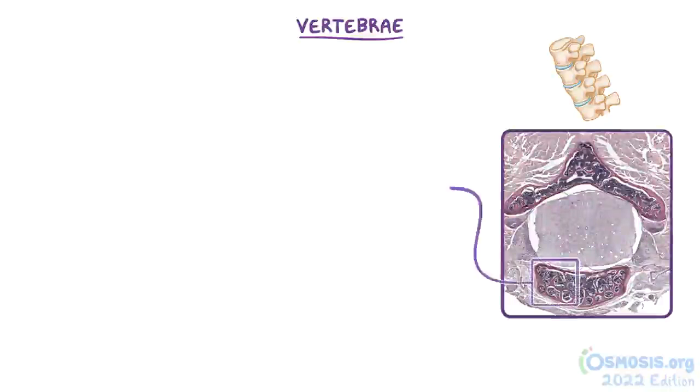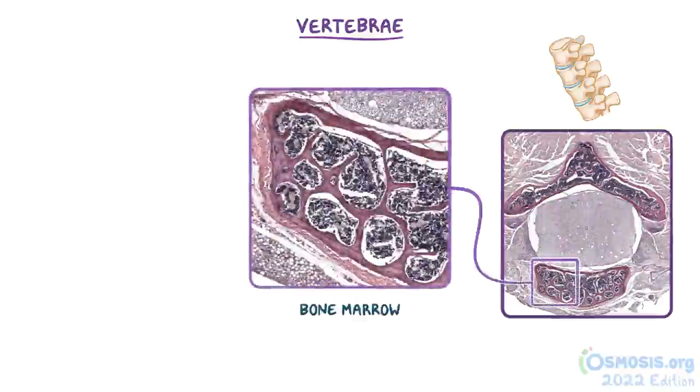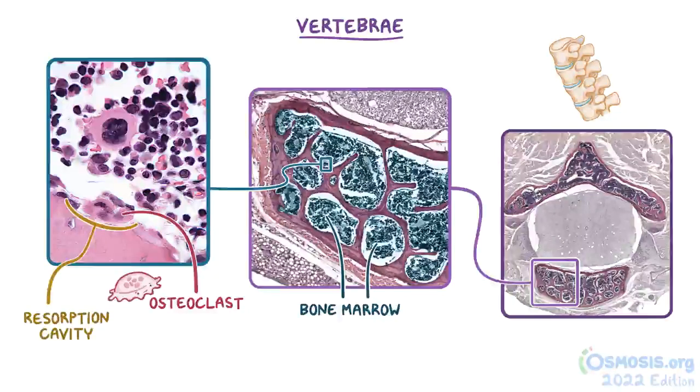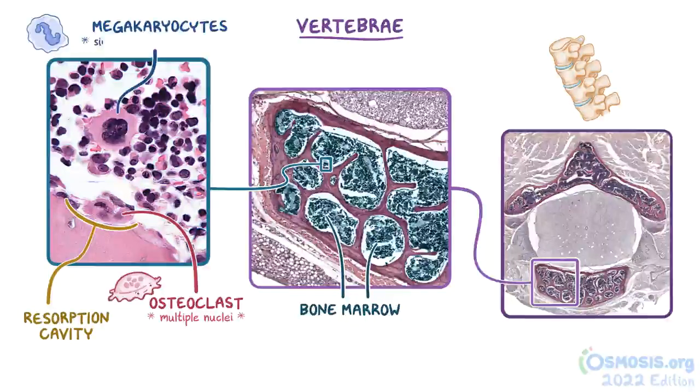In this image, we can also see that the bone marrow is still present within the spaces formed by the spicules. The osteoclast can be found within the bone marrow. In this image, the osteoclast is sitting within a resorption cavity it formed on the surface of the bone matrix. Identifying the multiple nuclei within the osteoclast can help differentiate it from other similar-looking cells like megakaryocytes, which only have a single multi-lobed nucleus.